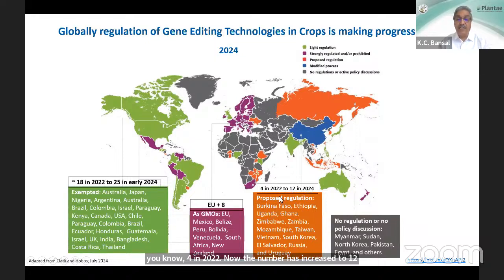So what's going to be the result? We have to wait and watch. But in the meanwhile, there are certain countries, as shown in purple here, like European Union, many other countries, and also New Zealand, they are still treating genome editing in plants as GMOs.